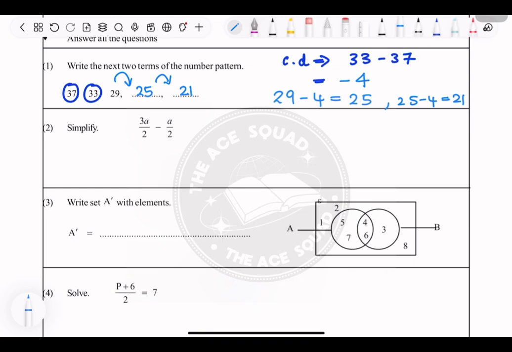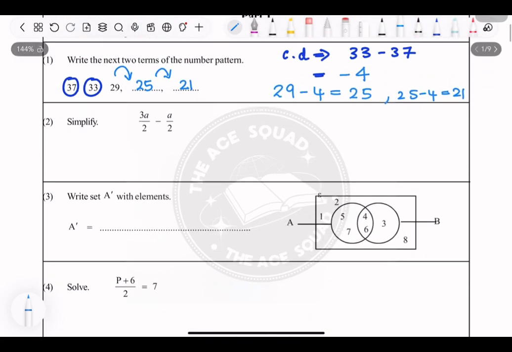It's an algebraic fraction question. And here you can see that the denominators are equal, which is the same. So you don't have to do anything, just normal subtraction, 3a minus a, which is going to be 2a over 2. So you can see that here we can chop off this 2 and the 2 in the denominator. So let's do that. So finally you will end up with a.